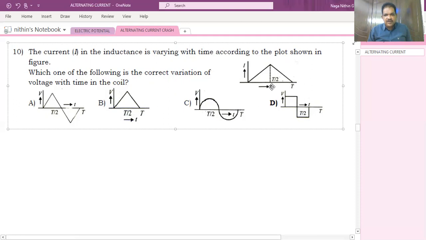See here, from 0 to T by 2, current is linearly increasing with time, which means voltage will be a positive constant value. Then from T by 2 to T, what will happen? Current is linearly decreasing with time, so the voltage will be a negative constant. So this graph will be the answer.